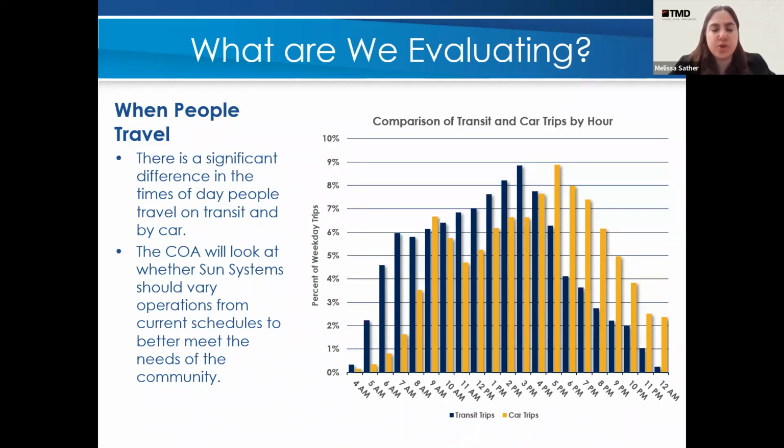The yellow is showing the general purpose trips made by car. And you can see that the time of day distribution for car trips is a lot different. You have a peak in the morning when people are commuting to work, but then a lot of activity happening later in the evening, after work, after school, as people are running errands or socializing, engaging in recreational activities. So there's this mismatch between when people are riding transit and when people are traveling in general. So one of the things we'll look at is whether Sun Systems should vary the operations from the current schedules to travel at different times to better meet the needs of the community.